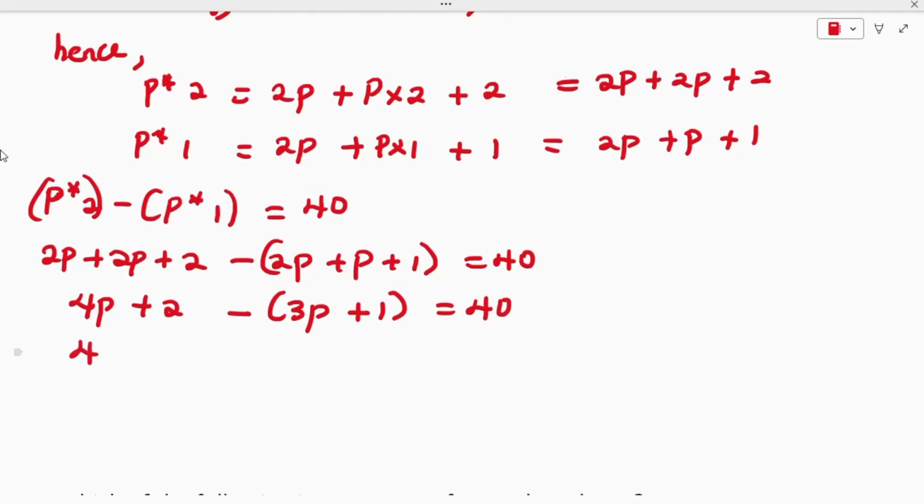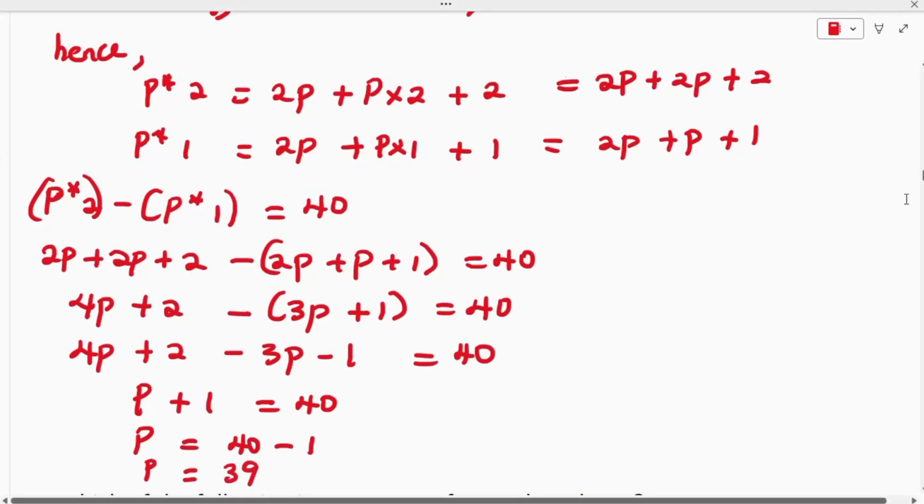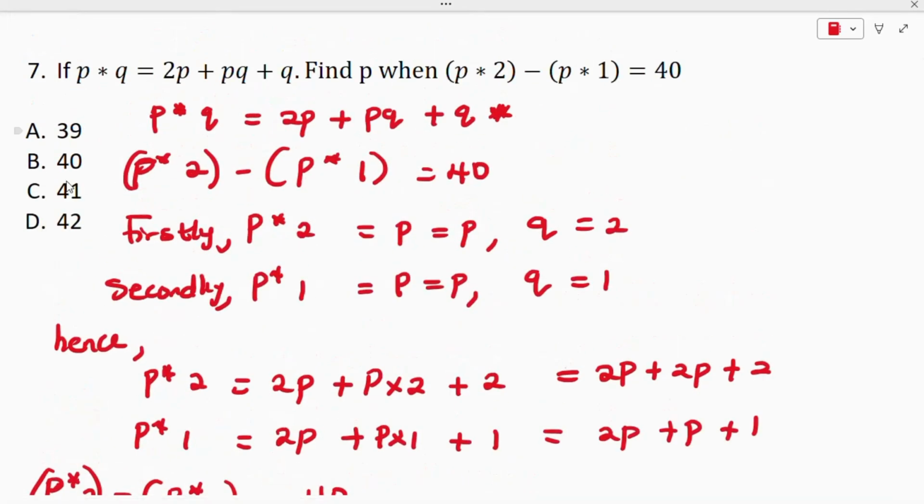And this is equal to 40. So we have 4P plus 2 minus 3P, minus times plus is minus 1, and this is equal to 40. So 4P minus 3P is going to give us P plus 2 minus 1 is 1, and this is equal to 40. So P is equal to 40 minus 1, which is what? 39. So we have been able to find the value of P, and the value of P in this question is 39. That makes A the correct option. So let's take a look at the next question.